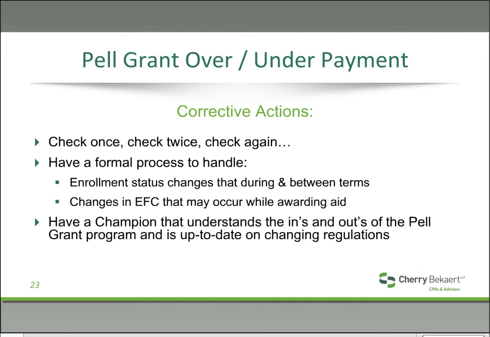That's all right. Having a champion is an important part of making sure that all your folks stay educated and understand the ins and outs and inner workings of how Pell Grants get awarded and calculated.